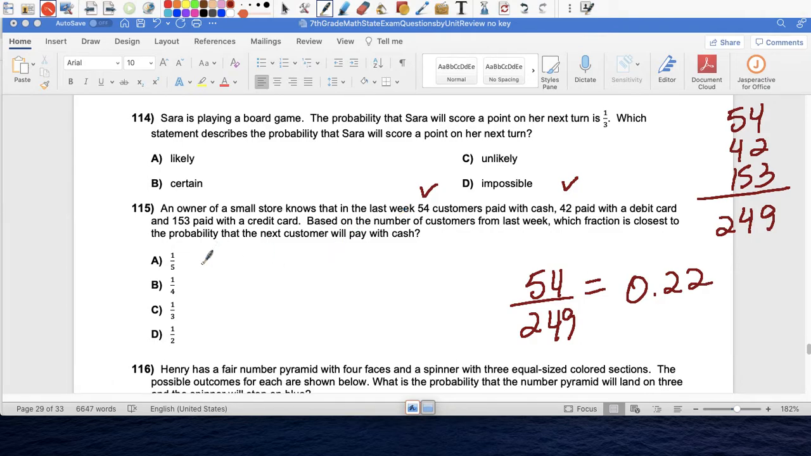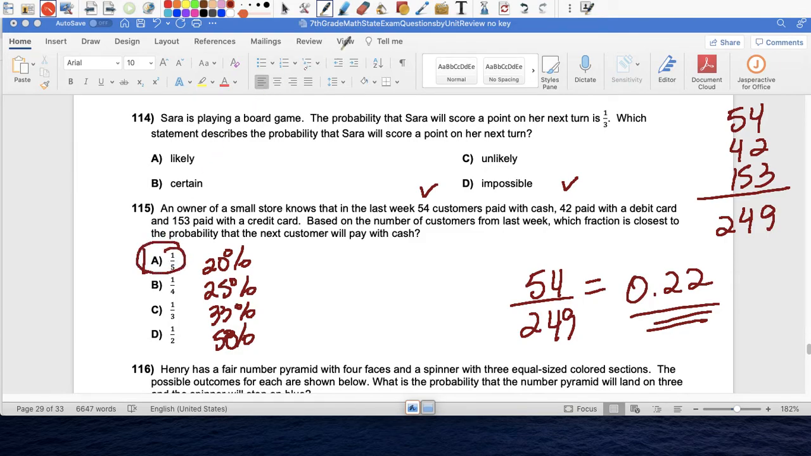this one is 20%. This one is 25%. This is 33 point something percent. Let's just round. This is 50%. So, based on what happened last week, 54 out of 249 paid with cash. That's about 22%. I was a little bit unsure about whether they would choose A or B, but the closest one is definitely 20%.